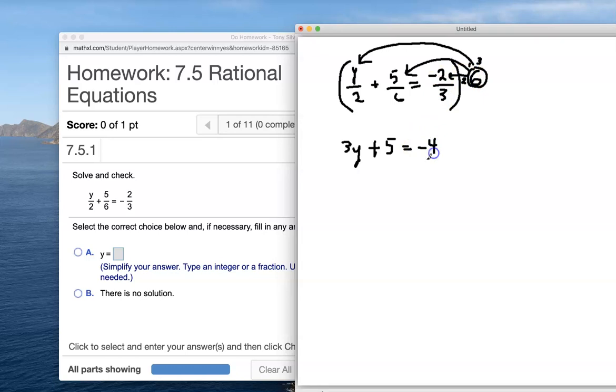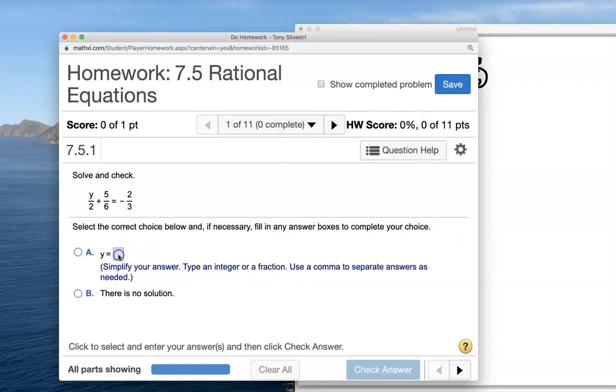There you go. And at this point, what we're going to do is just do a little algebra. I'm going to subtract 5, so I'm just going to do that Algebra 1 stuff. Subtract 5 means this is negative 9. And then y is being multiplied by 3, so I'm going to divide by 3 on both sides. Cancels, and so y equals negative 3. Boom. That's good.